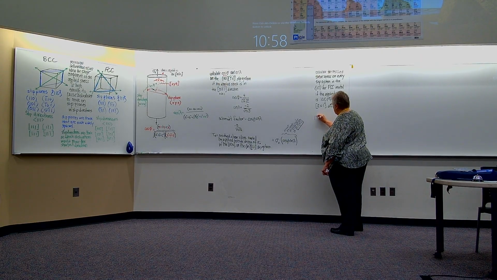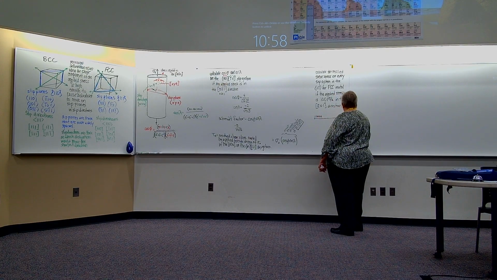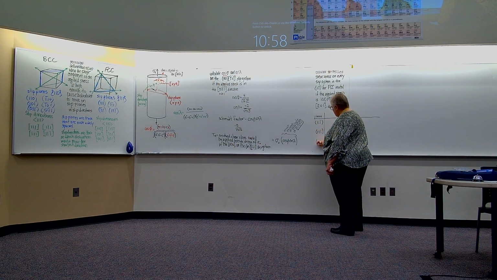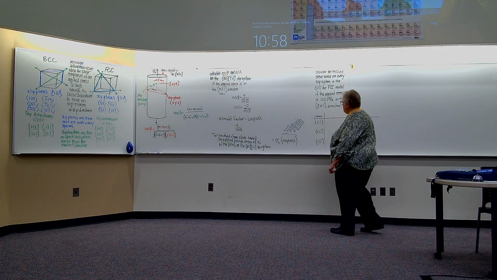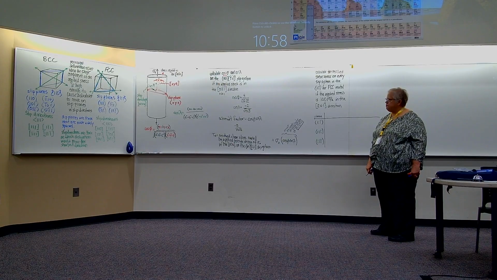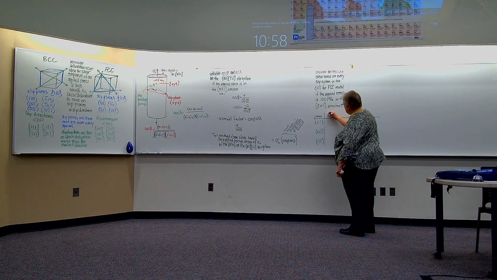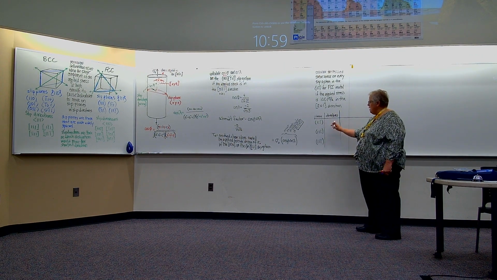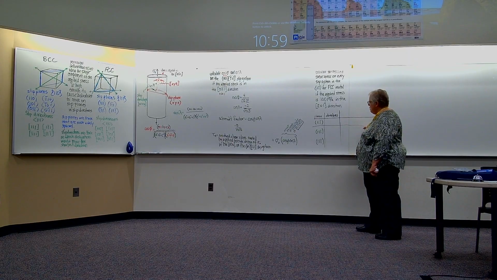Okay, plane. We have the 111 bar plane, which has 3 slip directions on it. So you could look at your table, or you could come up with 110 type directions that make the dot product equal to 0.